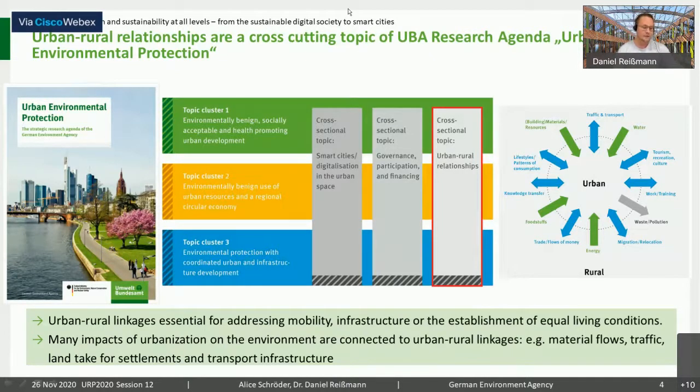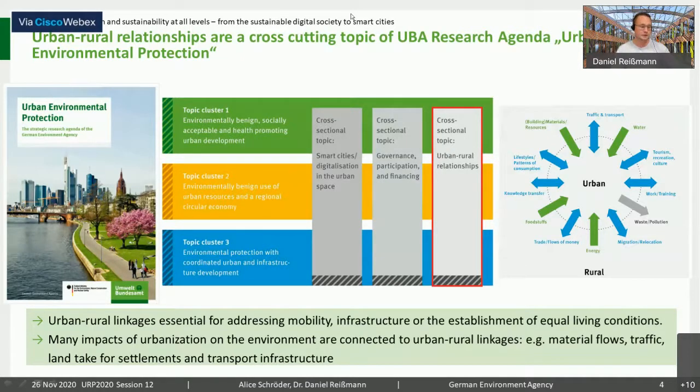And many impacts of urbanization on the environment cannot be discussed without considering urban-rural relationships. And you can see this in the figure on the right. There are many connections between urban and rural or suburban areas. For instance, material flows or also traffic, especially commuter traffic. Also, land take for settlement is a suburban issue.